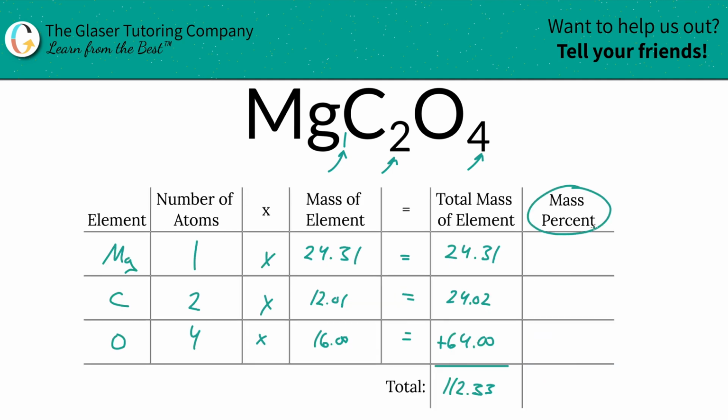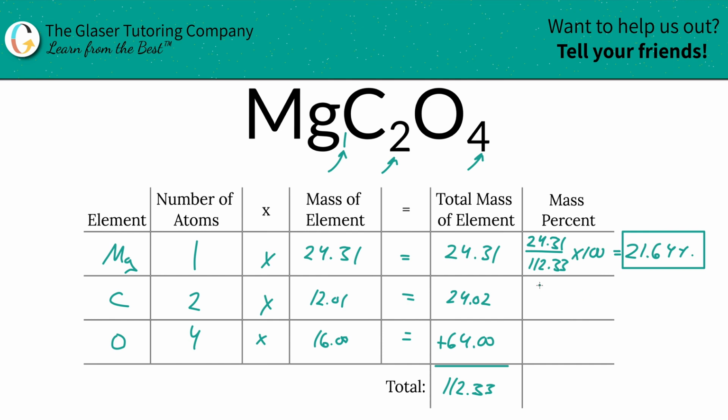To find the mass percent, the percent composition of, let's say, magnesium, we're going to take the total mass of magnesium, 24.31, and divide it by the total mass of the compound, hence why we had to do that first, and then multiply it by 100. This is a simple percent calculation: part over whole times 100 is a percent, okay? And when we do that, it works out to be 21.6464%. So that's the percent of magnesium.